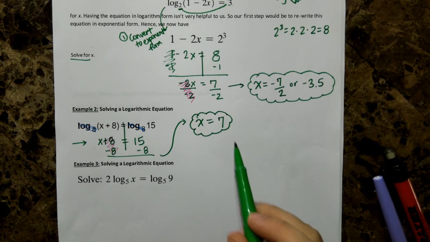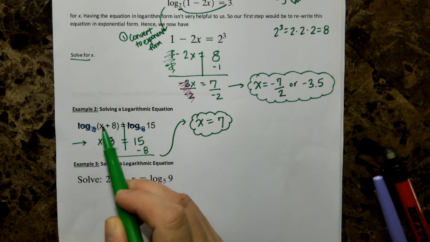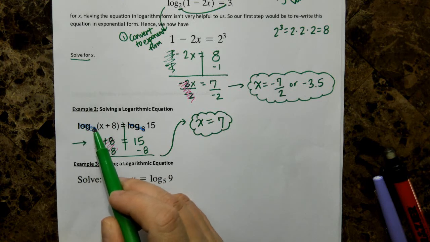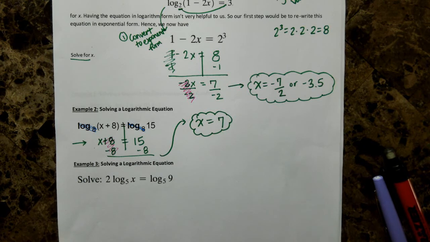And you could check if you wanted to plug it in. Log base 8 of 7 plus 8, which would be 15. So it would just be saying log base 8 of 15 equals log base 8 of 15, which, of course, those are equal to the exact same thing.